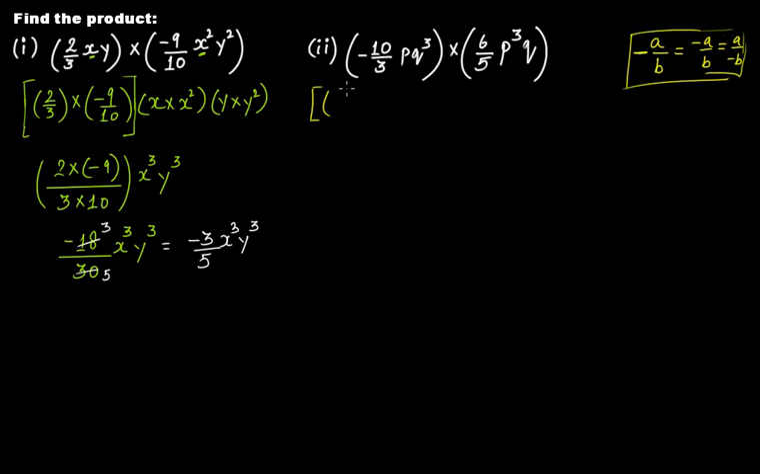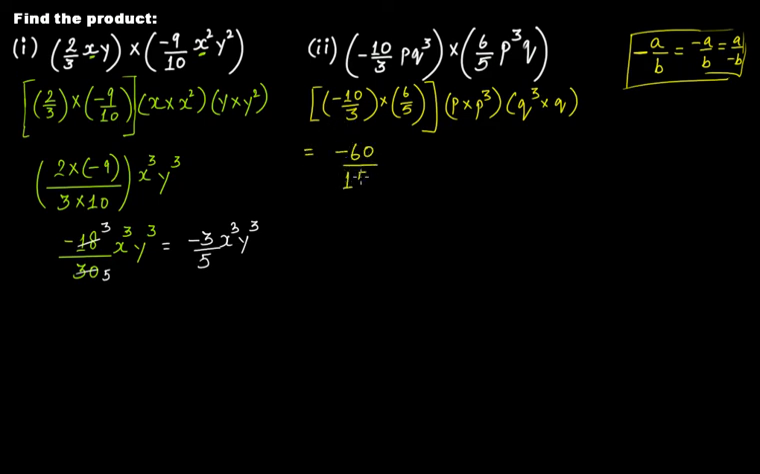So this is actually minus 10 by 3 multiplied by 6 by 5, and then this is p and here you have p cubed, so p multiplied by p cubed. This is q cubed multiplied by q. From here you get minus 60 and this is 15. Then this is p raised to power of 4 and q raised to power of 4. If you divide 60 by 15, you'll get 4. So this is minus 4 p raised to power of 4 q raised to power of 4.